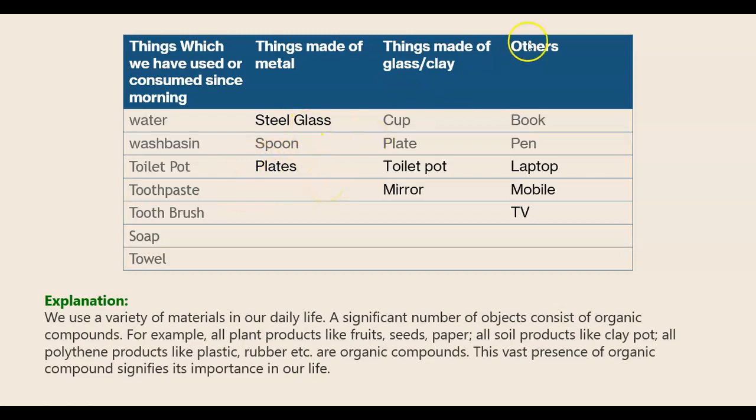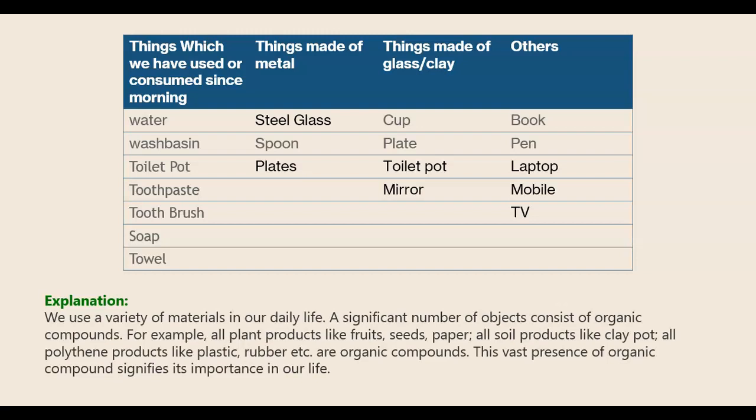You can see here things made up of metals like steel, glass, spoons, plates which you use while having food, and things made up of glass and clay like cup, plate, toilet pot, mirror. There are some more things made of clay that you have to find out, and for the others I'm including some examples like book, pen, laptop, mobile, TV. During this pandemic condition, you are always using your laptop, mobiles and TVs. So these are the things.